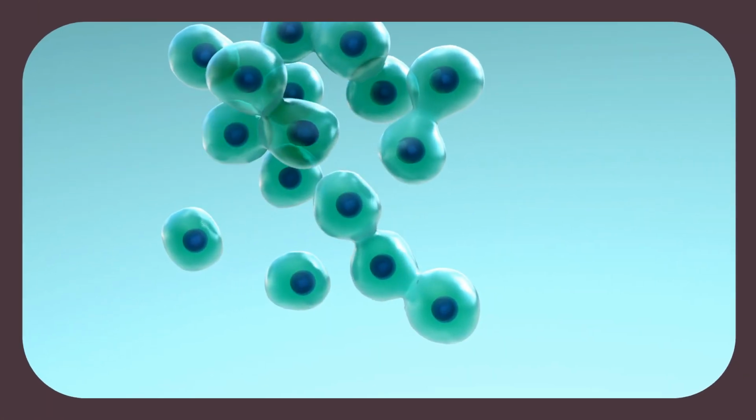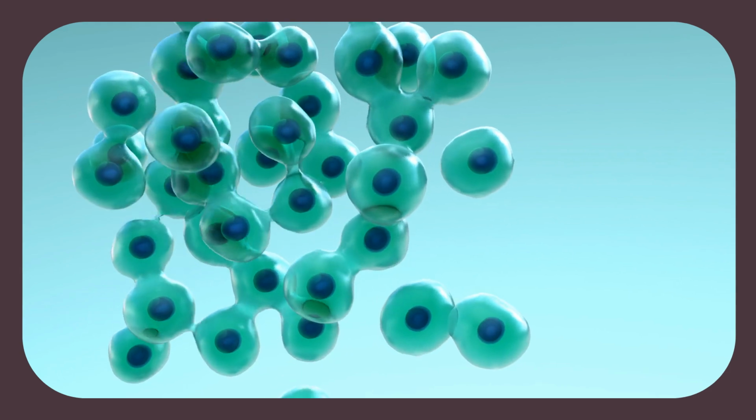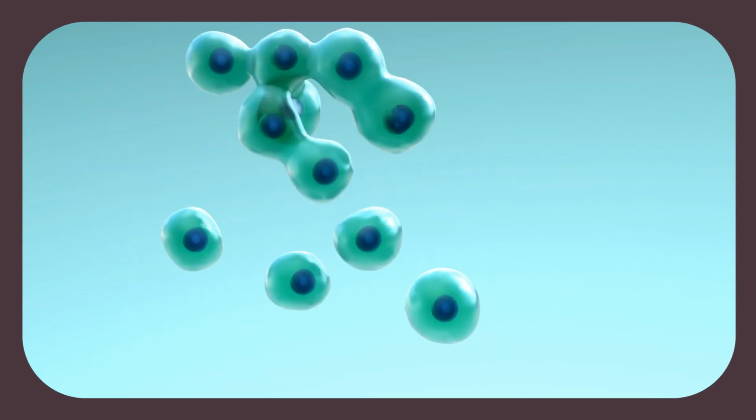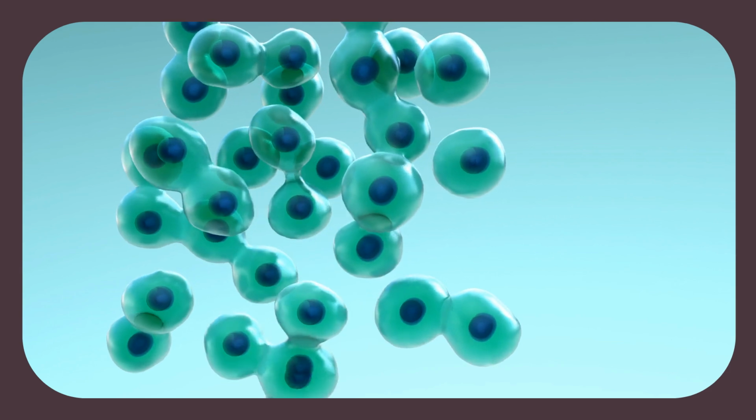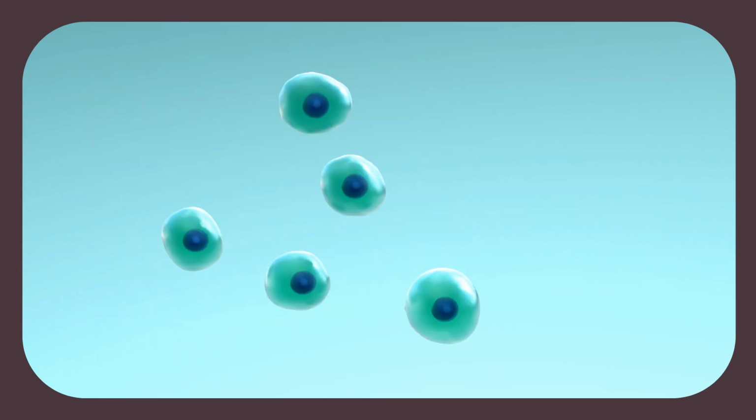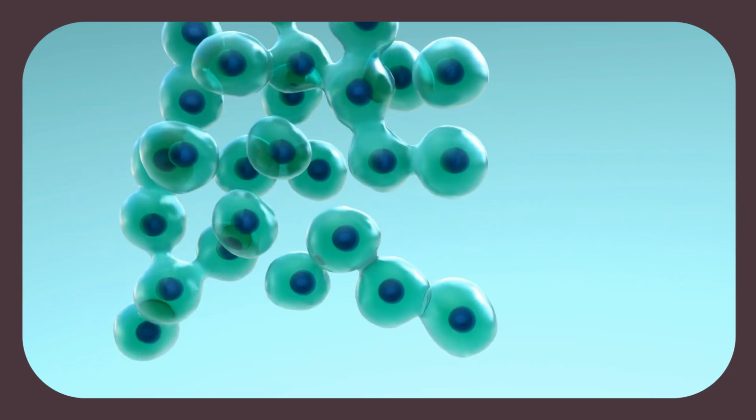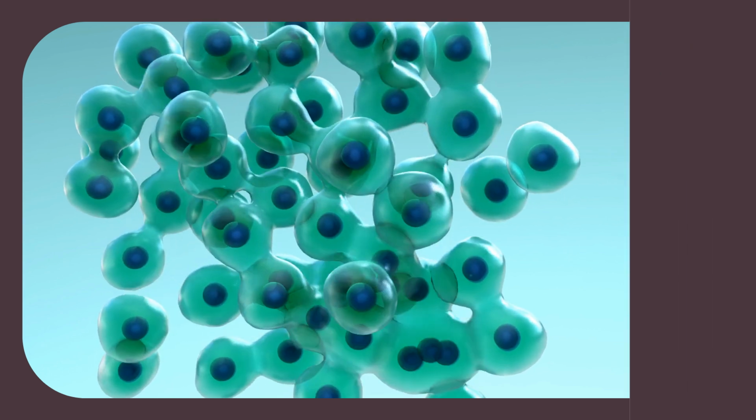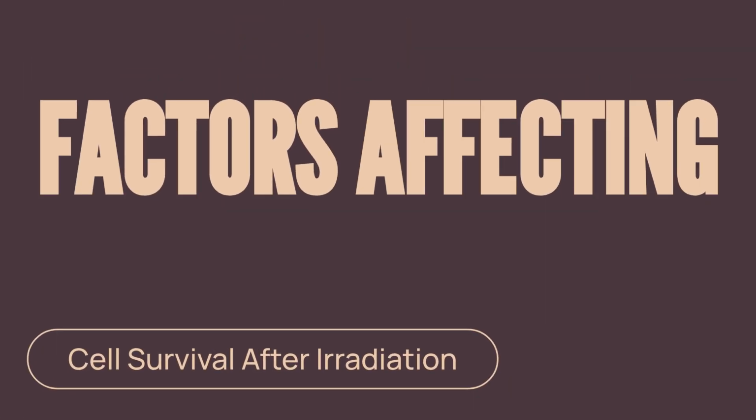After exposure to radiation, cells can experience several fates. They might repair the damage and survive, enter senescence, undergo programmed cell death or apoptosis, or even suffer mitotic catastrophe, leading to their demise during division. Numerous factors influence a cell's ability to survive irradiation. Let's delve into the most critical ones.